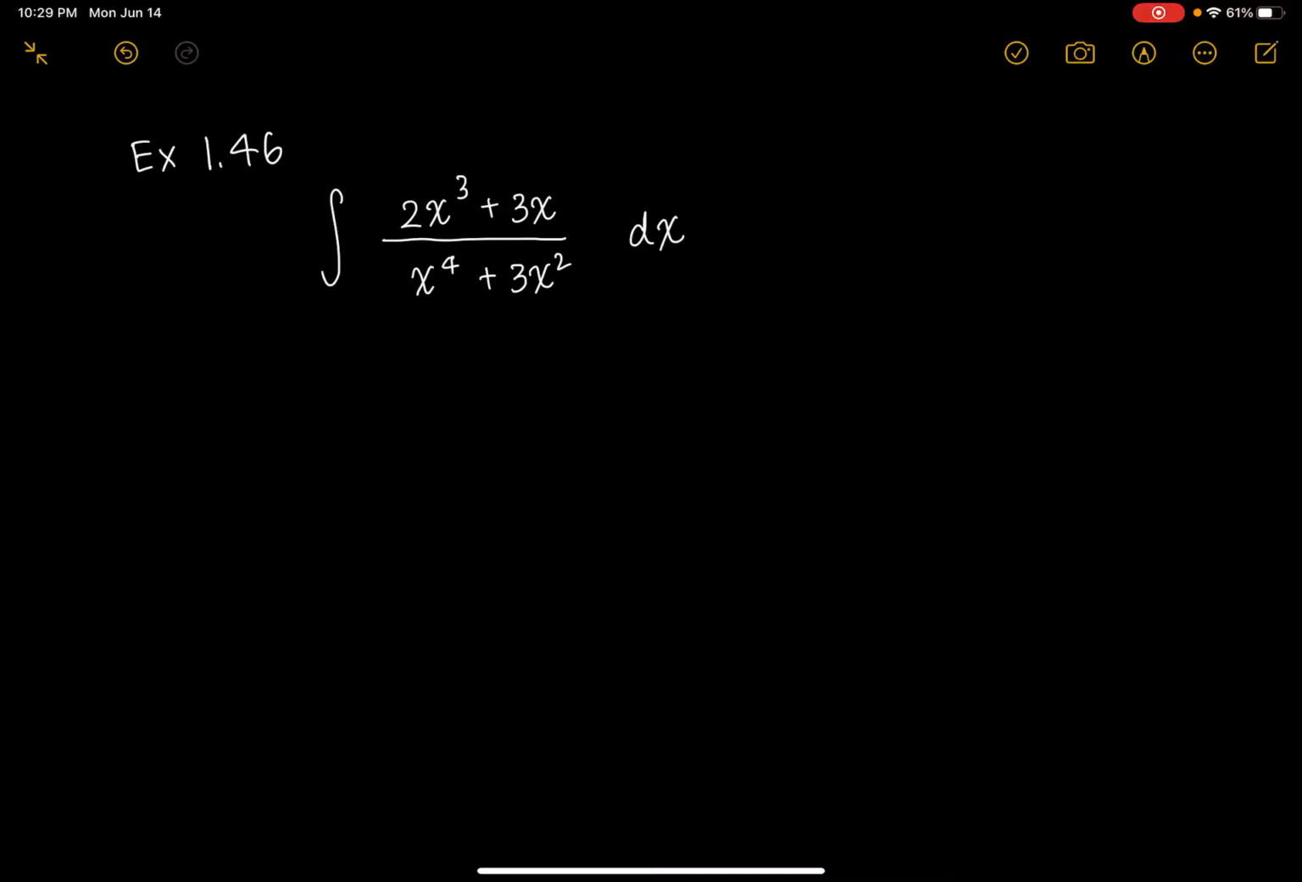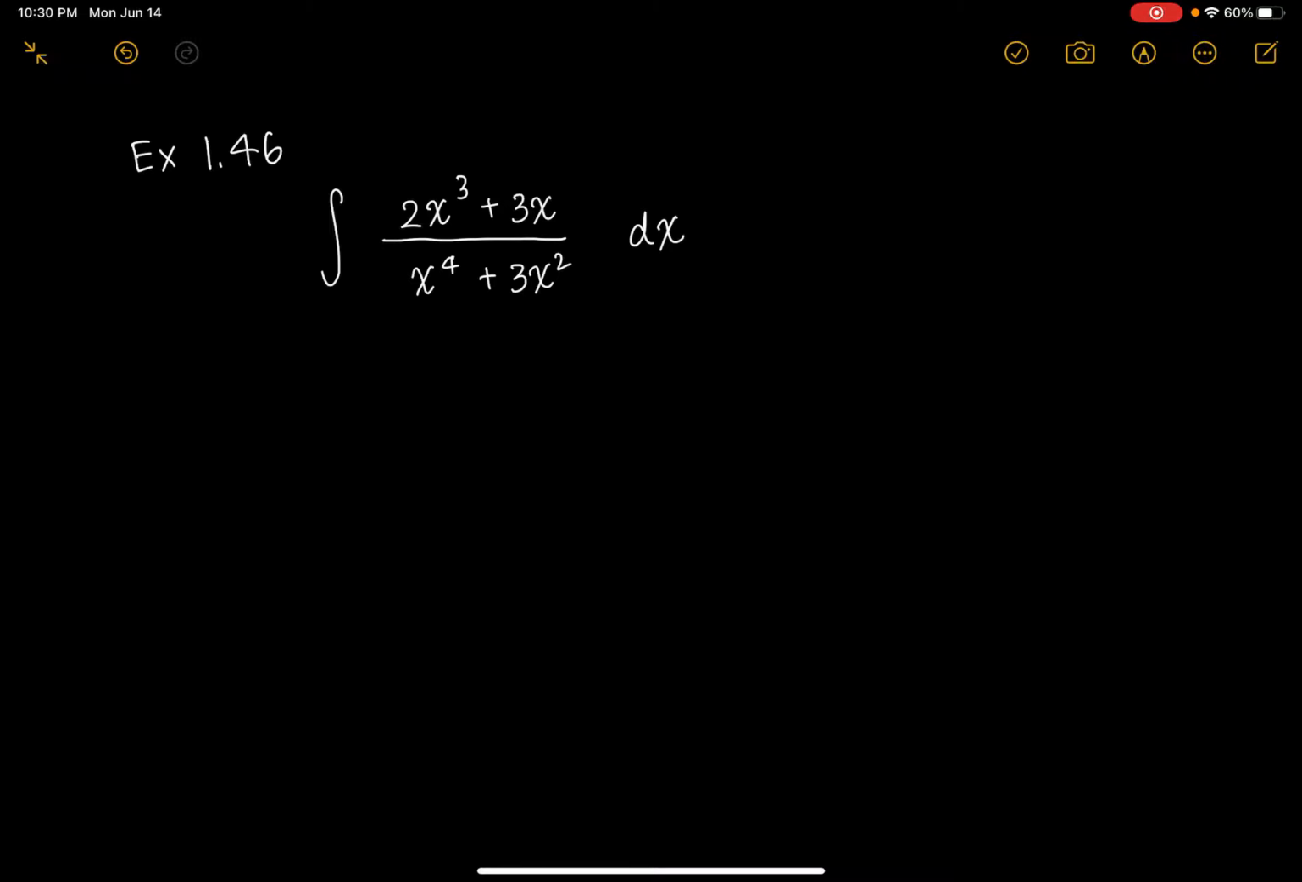Example 1.46. Find this integral for this fraction. Before we can proceed, we have to examine what we have. We have a fraction with a numerator of x to the third power and a denominator of x to the fourth power. So we cannot do a long division because we won't get any more simplification.